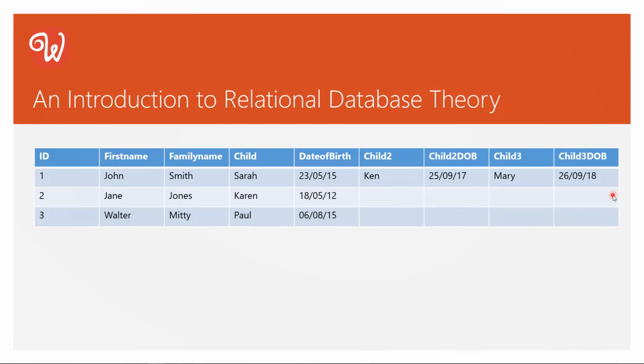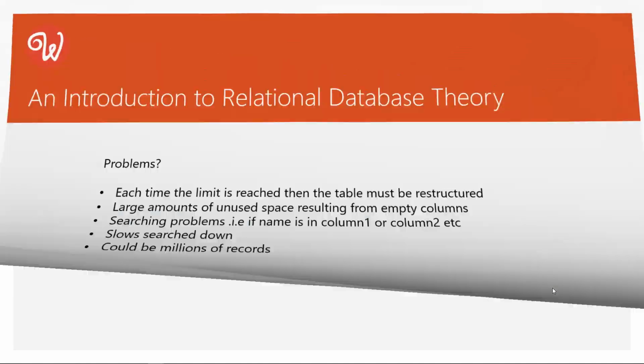Add a third child. Now we've got Sarah, Ken, and Mary, who are children of John Smith. And now we have the problem of yet more wasted space. We have a search issue. Is now Mary contained in child or child 2 or child 3 to find that record? And of course we've had to amend that again. And that's not really a good situation to be in. What happens if somebody decides to have 10 or 12 children? The whole structure would start to fall apart.